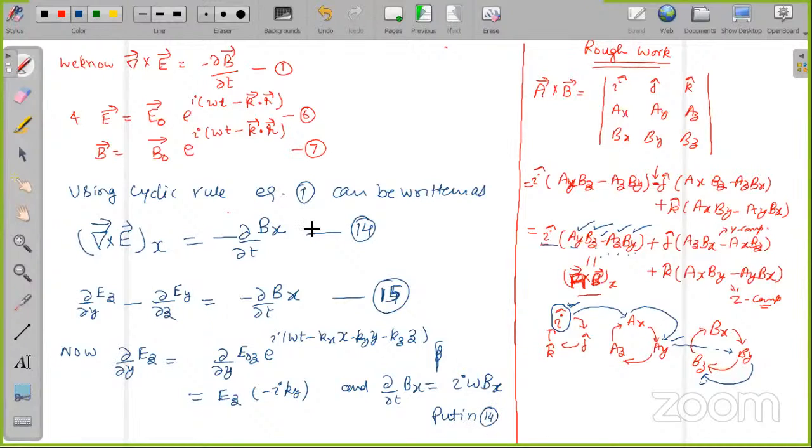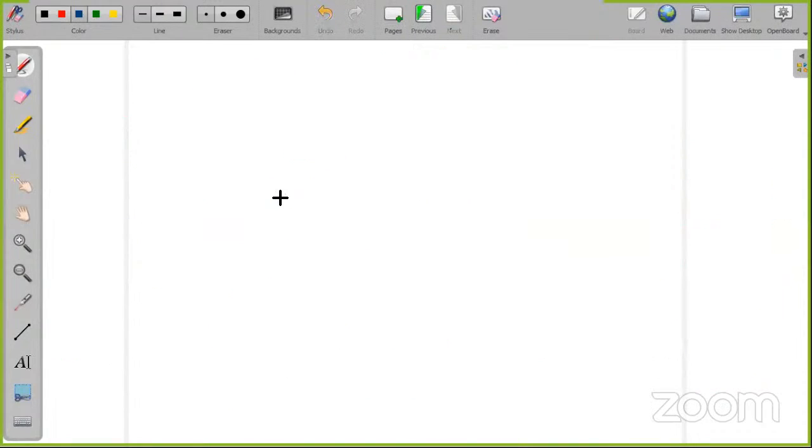This is 14. I want to add a new page. Will you allow me? Yes. So 14. What should be the left hand side of 14? Therefore, I will get Ez minus iota ky on the left hand side. Minus iota ky Ez will be equal to minus iota omega Bx. Is it okay? Yes, sir.